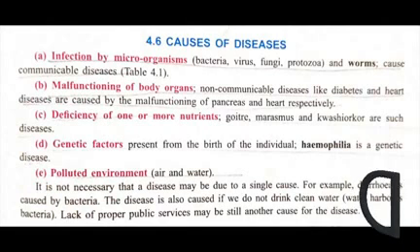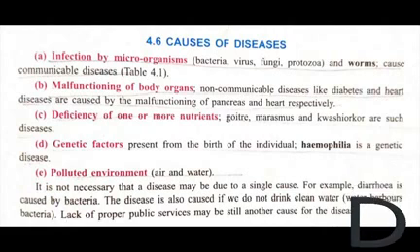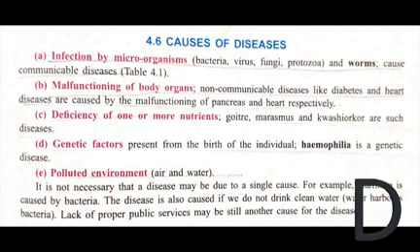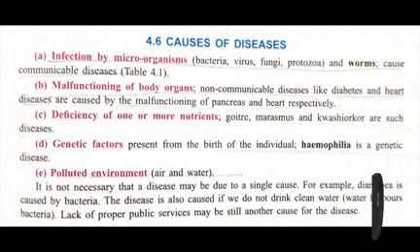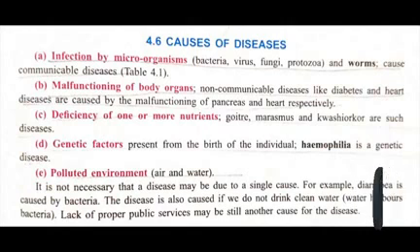The examples are goiter, marasmus, kwashiorkor. These diseases occur due to not taking a proper, nutritious diet. Vitamin or mineral deficiency may cause deficiency diseases. Genetic factor is another cause of disease. A person from birth may suffer from hemophilia. Hemophilia is a genetic disease. Genetic diseases generally spread from one generation to another.